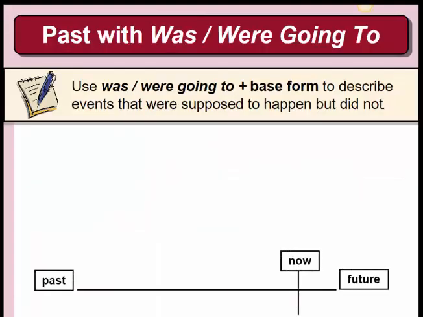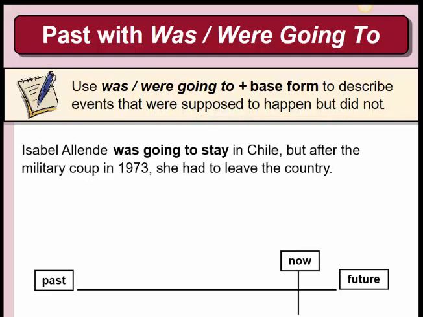Finally, we have the expression was going to, plus the base form, to describe an event that was supposed to happen but did not. This is what in Spanish we say, iba a hacer algo. So she was going to stay in Chile. Did she stay in Chile? No, she couldn't. She had to leave the country after the military coup.